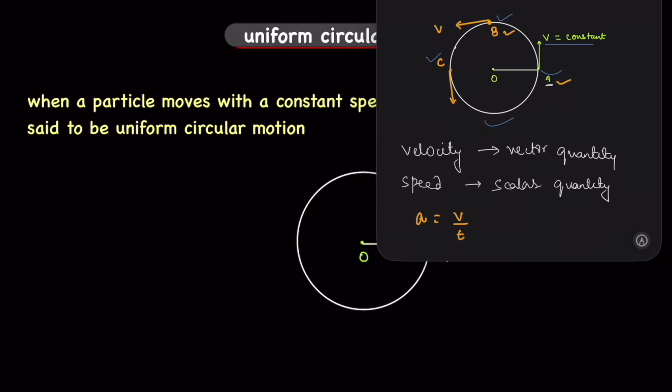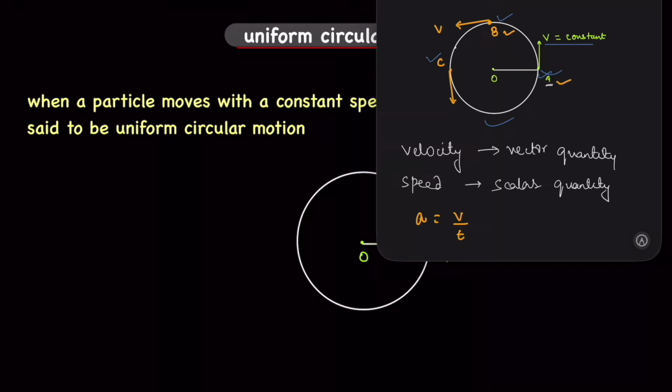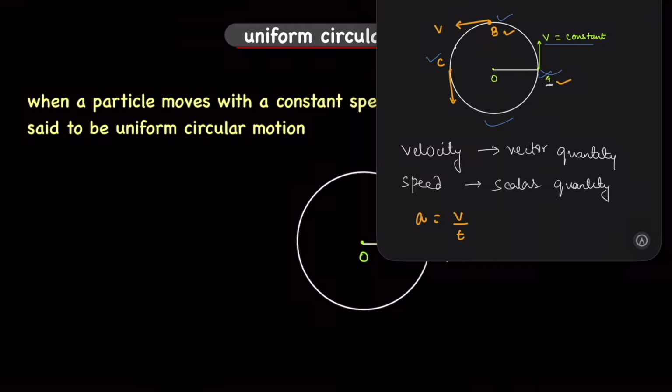But you notice when the body moves from A to B, its direction is changing. Initially it was going in the upward direction. Now it starts moving in the left direction. Again at C, it moves in the downward direction. So at each and every point, direction is changing.